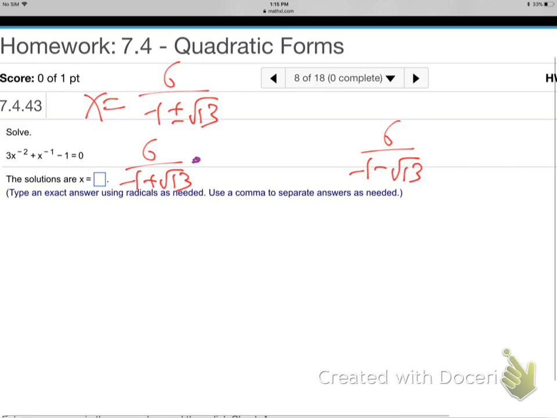We had a conjugate on that one, right? We're going to need to multiply top and bottom by the opposite sign in the middle. Remember that? Opposite sign in the middle? Yeah.